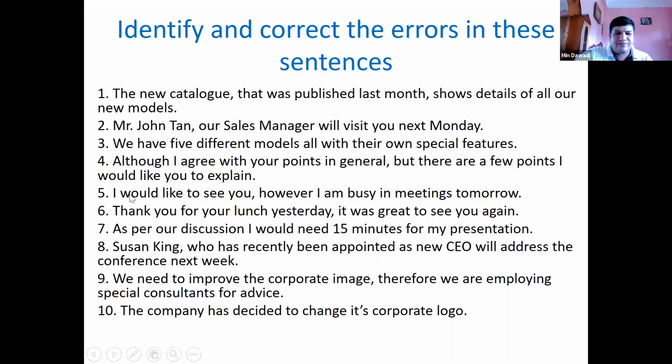Okay. 5, I would like to see you, full stop, and new sentence, write capital H, okay, and comma. Thank you for your lunch yesterday. Okay, thank you for your lunch yesterday, full stop, capital I. Okay, it was great. As per our discussion, comma is missing. As per our discussion, I need 15 minutes for my presentation.